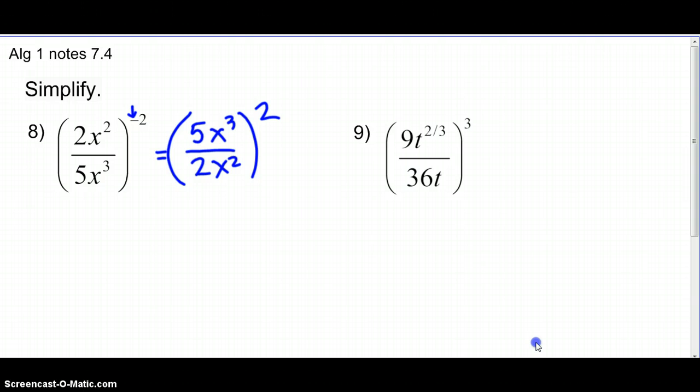Very simple change. All I've done is reciprocate my fraction. So instead of 2x squared over 5x cubed, it's now 5x cubed over 2x squared. And the exponent that was negative 2 has become positive 2.